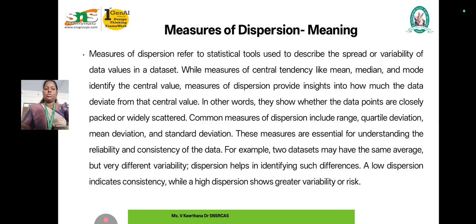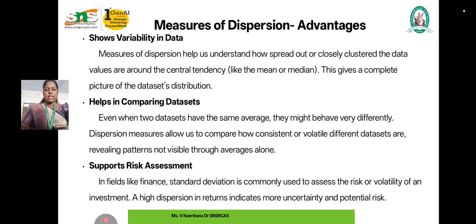For example, two data sets may have the same average but very different variability. So dispersion helps in identifying such differences. A low dispersion indicates consistency while a high dispersion shows greater variability or risk. So we can see the advantage: it shows variability in data. Measures of dispersion help us to understand how the data is spread out or closely clustered. Using it along with central tendency gives a complete picture of the data set distribution and helps in comparing data sets.